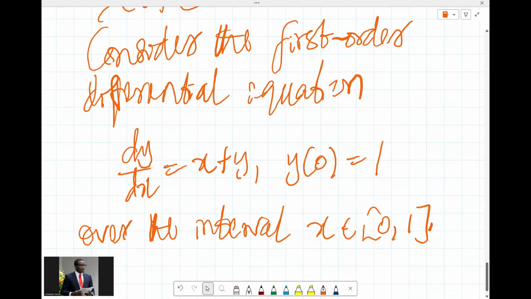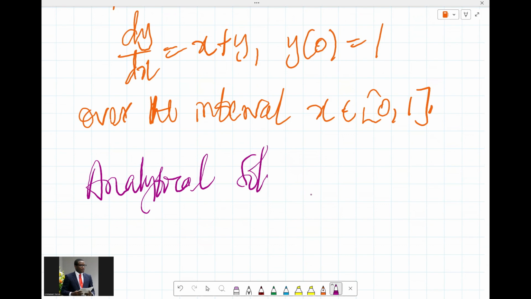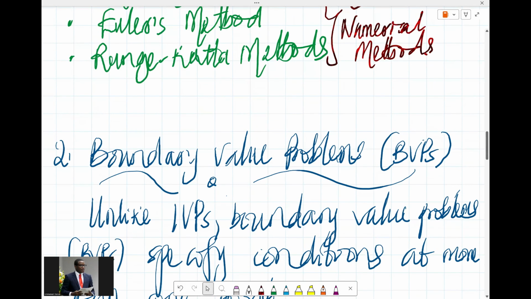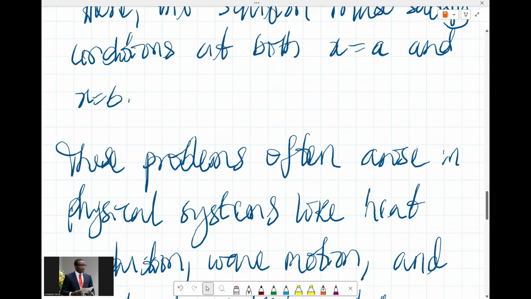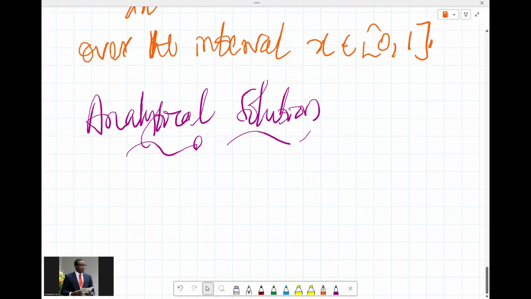So this problem has an analytical solution. Let's look at this. First of all, let's consider an analytical solution. I won't solve it, I'll just make some comments. Like we said, for an initial value problem, you can find analytical solutions using methods like separation of variables or integrating factors. So this one fits into one of those categories. For the analytical solution, you need to use an integrating factor. I'll just mention that and give you the results.